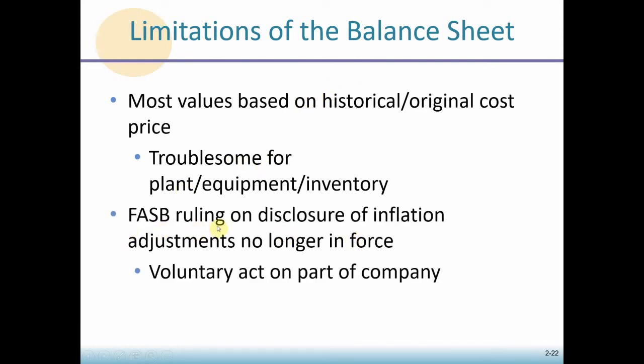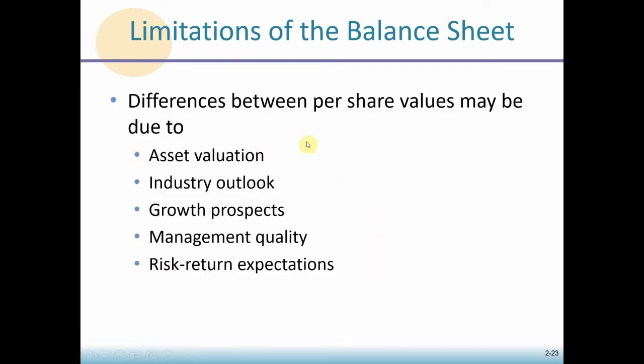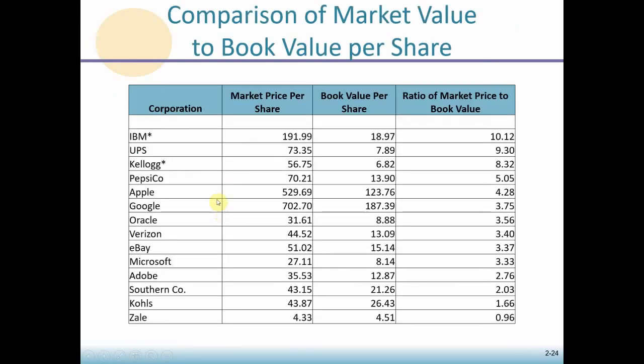FASB ruling on disclosure of inflation, no longer enforced, but there are some other FASB rulings that are kind of interesting on some of the investments and whatnot. We're going to get into that when we get into Project 2 a little bit. And again, some of that has to do with the difference between the IRS and the SEC. Okay. Limitation of the balance sheet, of course, we've talked about asset evaluation. Industry outlook, growth prospects, those types of things are not taken into consideration on the balance sheet, right?